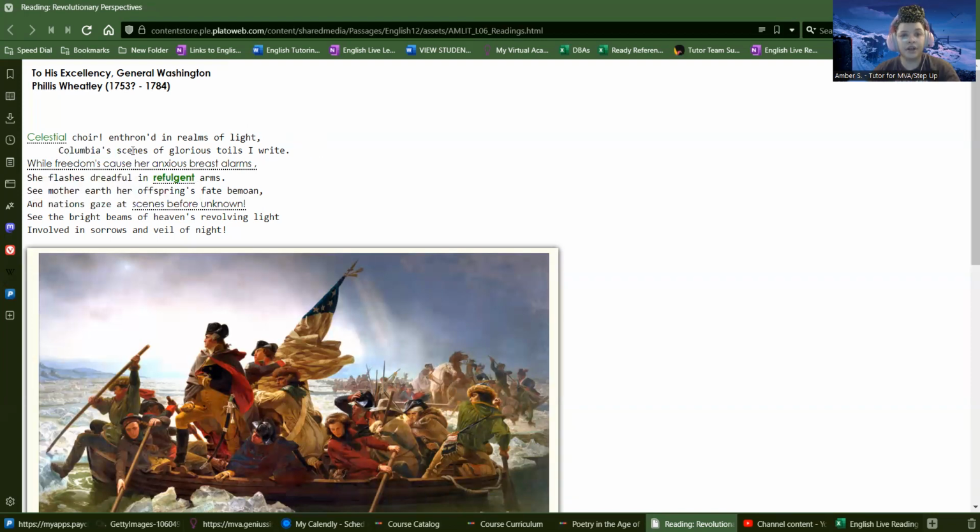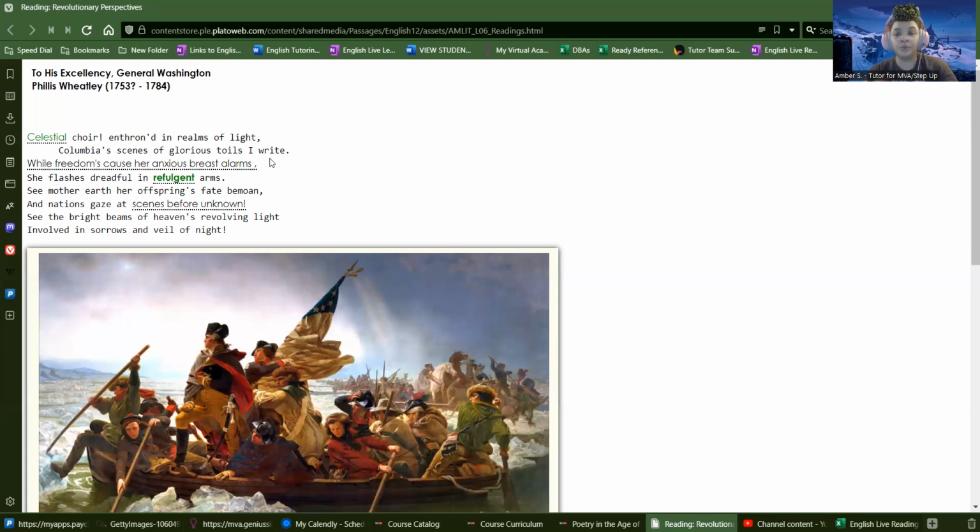So while freedom's cause her anxious breast alarms. Freedom's cause, obviously, is the work that they're doing fighting for the revolution. They want America to be free. And it says cause her anxious breast alarms. So obviously, the fact that the colonies are trying to be free of Britain is a cause for alarm. They are not currently free, so they're very anxious and concerned about getting that freedom. So she's just describing the state of America being alarmed at having to fight for their freedom.